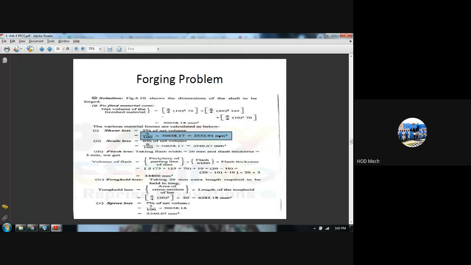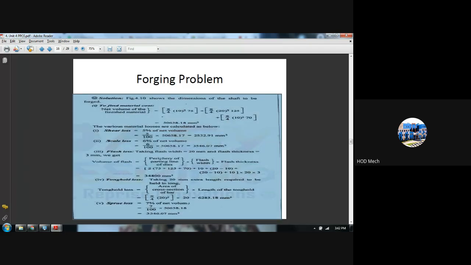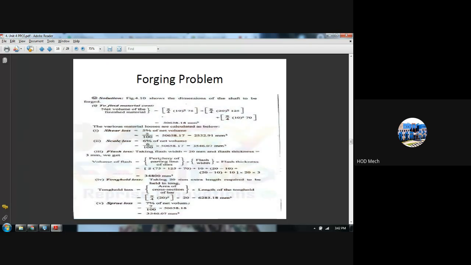Very simple step. Scale loss. The second type of loss is scale loss. That is 6% of net volume. Shear loss 5%, scale loss 6%. Don't think twice, don't spend too much time. If it is not given in the problem, you can assume the value.